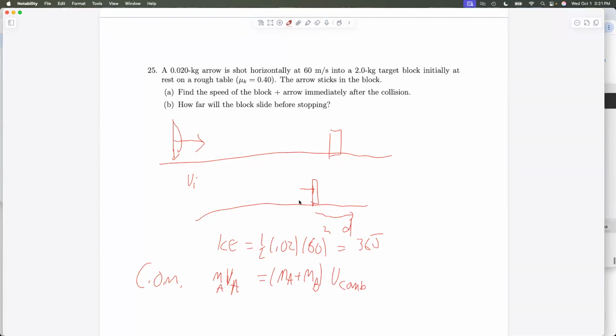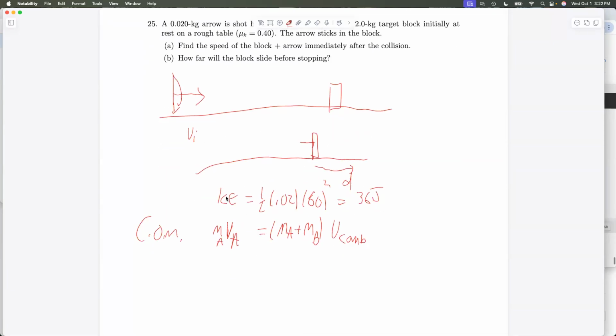This is where people mess up on this one. They don't have the combined mass here. They just think, oh, the arrow's momentum all gets transferred into the block. No, it gets transferred into the block plus arrow. Okay, so we will not need this. Didn't hurt that we calculated it, but we won't use it.